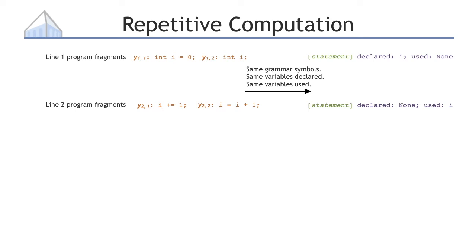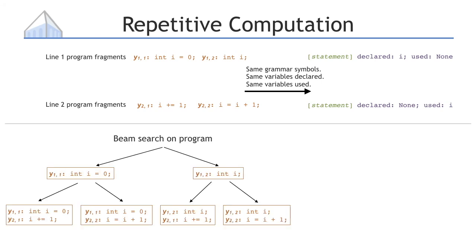We look at the program fragments and find that many of them share the same grammar symbol, variable usage and declaration. For example, the 2 program fragments in line 1 are both simple one-line statements that declare a variable I. The 2 program fragments in line 2 are both using variable I and do not declare new variables. They are exactly the same in the eyes of our constraints. But in the regular beam search method, we have to check whether the constraints hold for all 4 possible combinations, which are in fact the same. A lot of compute is wasted here.